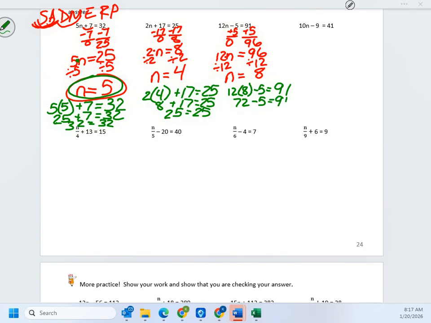Jackson, do you have your calculator up? Do 12 times 8. It's not 72. 9 times 8 is 72. What's 12 times 8? 96. So if I had left it at that 72, 72 minus 5 is 67. 67 does not equal 91.